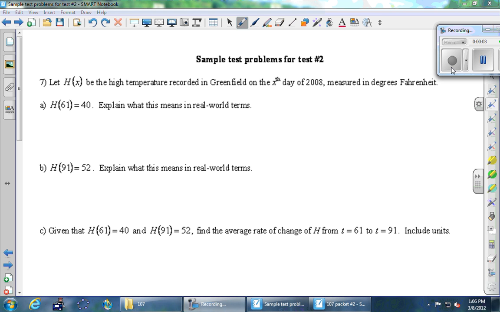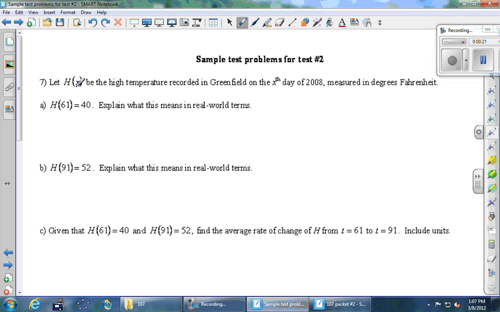This is problem number 7 on the sample test problems for test number 2. Let h of x be the high temperature recorded in Greenfield on the xth day of 2008, measured in degrees Fahrenheit. Part A, h of 61 equals 40. Explain what this means in real world terms.